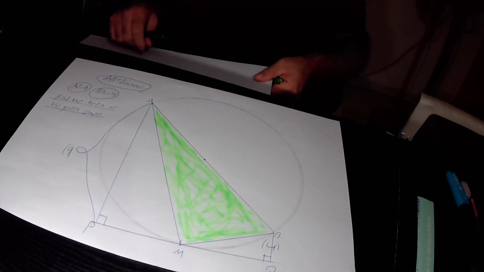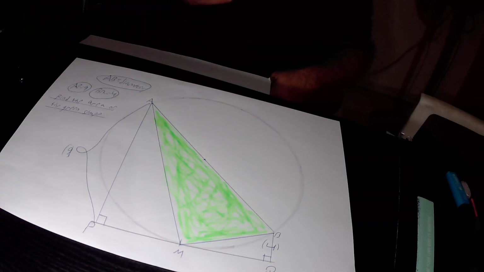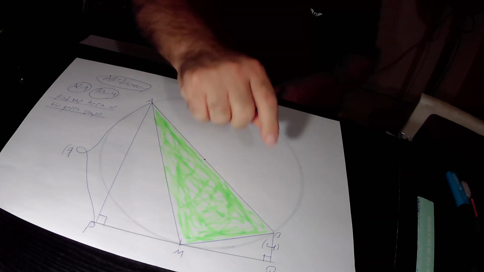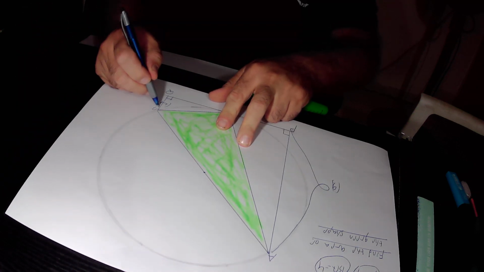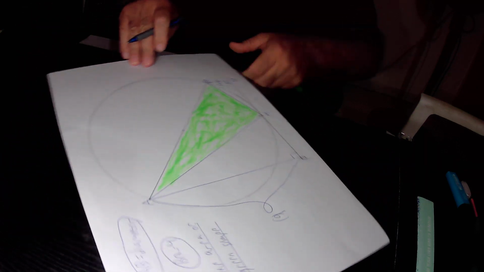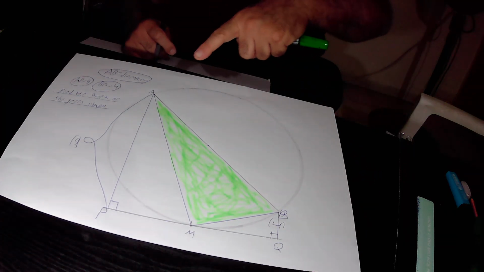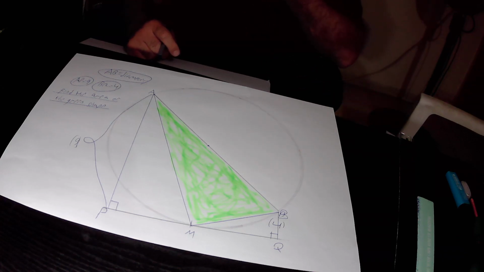Our task in the second question is to find the area of this green shape. The green shape is actually triangle AMB. So we have to find the area of the green triangle AMB.